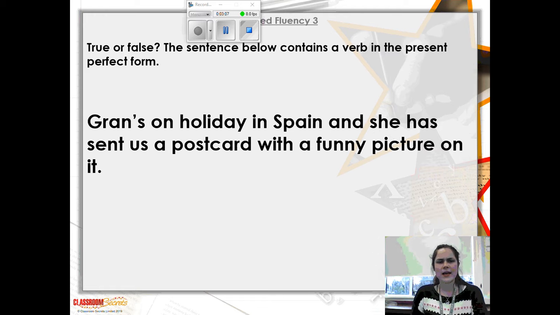Now we're going to have a look at this sentence and decide whether it's true or false. Gran's on holiday in Spain, and she has sent us a postcard with a funny picture on it. True or false, the sentence below contains a verb in the present perfect form, and we have got has sent, so that makes this true, because she has sent us a postcard, but it's up until now. She's said that she has.